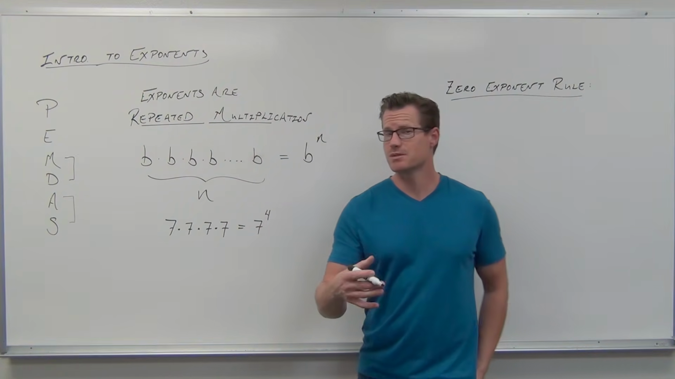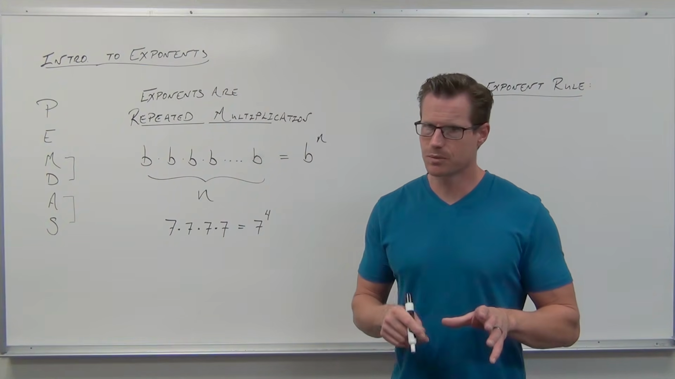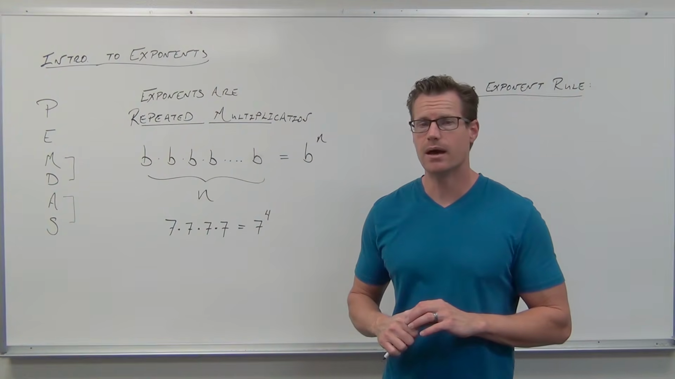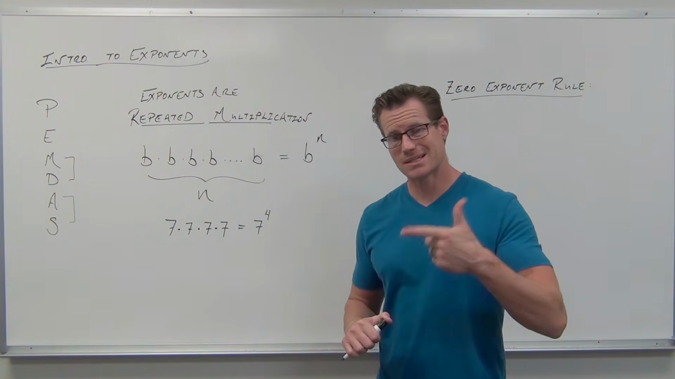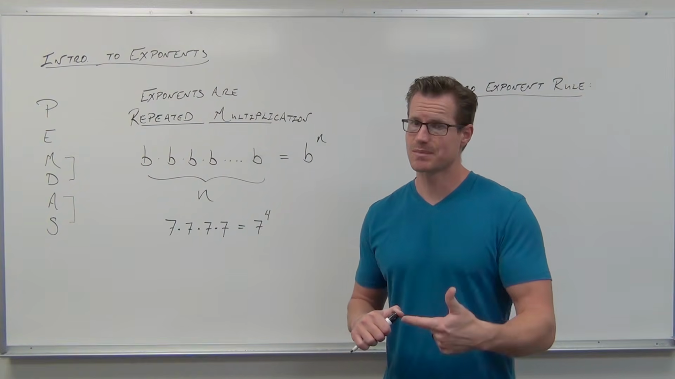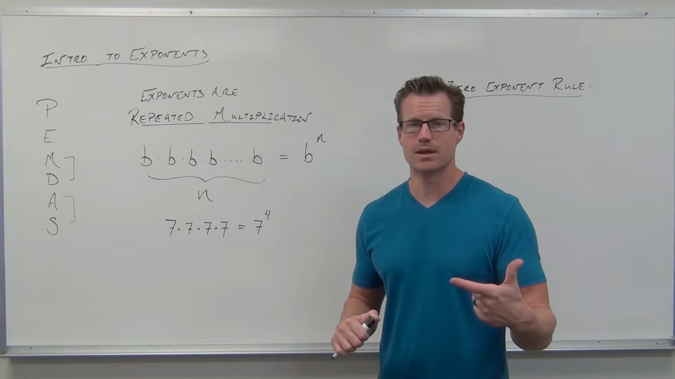Now, here's what it does mean. Here's what it doesn't mean. What it doesn't mean is 28. Yes, we're multiplying. But we're not multiplying the base times the exponent. We're not doing that. We're multiplying the base times itself 4 times, repeatedly multiplying a 7. 7 times 7 is 49, times another 7, like 343 or something. I don't remember what it is.